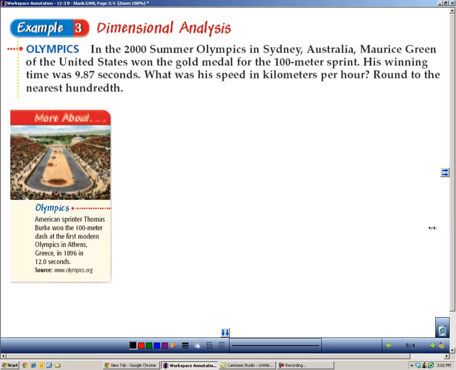Here's an example that we're going to use. In this one, I want to find out how to convert a 100-meter sprint that took 9.87 seconds. So in this case, I have meters per second, and I want to change that into the speed of kilometers per hour. So I want this to be kilometers per hour. And so I'm going to use dimensional analysis to go from meters per second to kilometers per hour. So we'll start with 100 meters over 9.87 seconds.